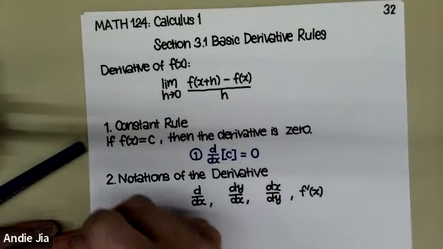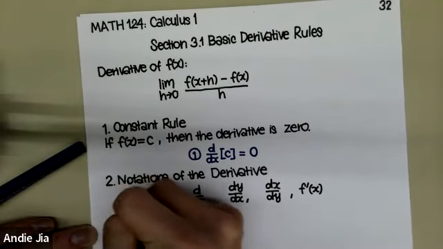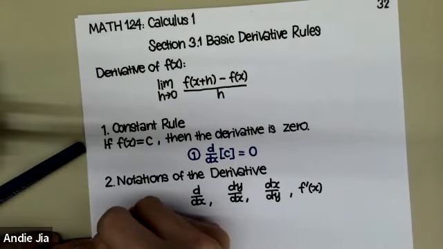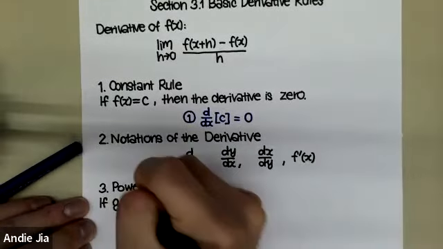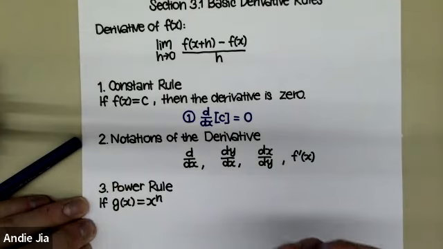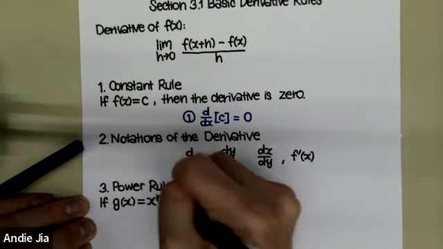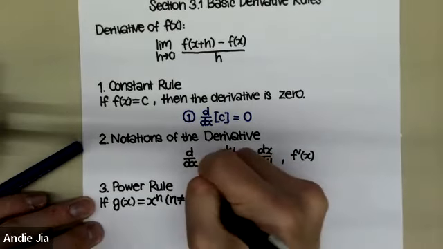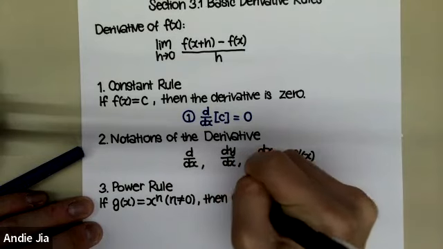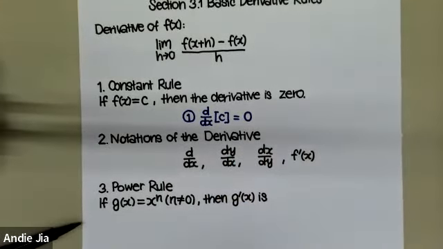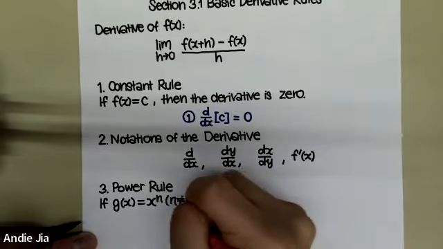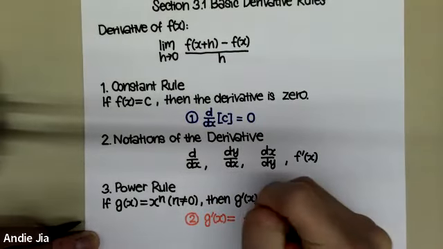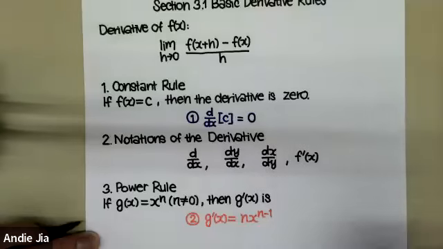And number 3 is the power rule. If g of x is x to the power of n, where n is not 0, then g prime of x is n x to the n minus 1.